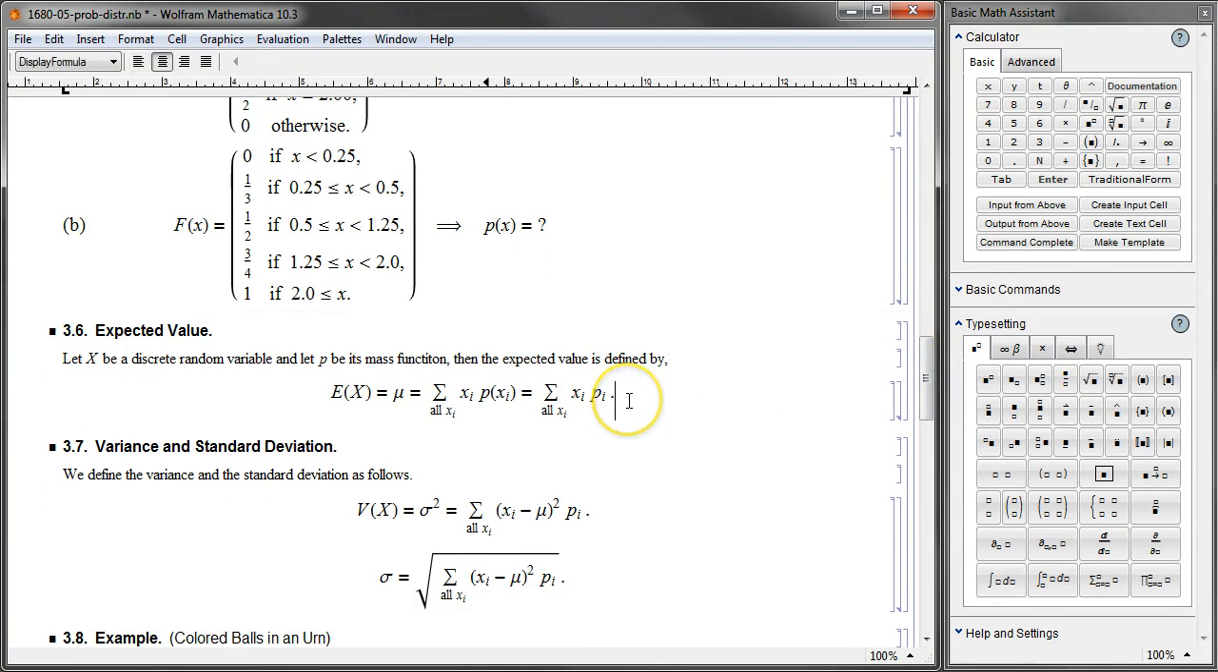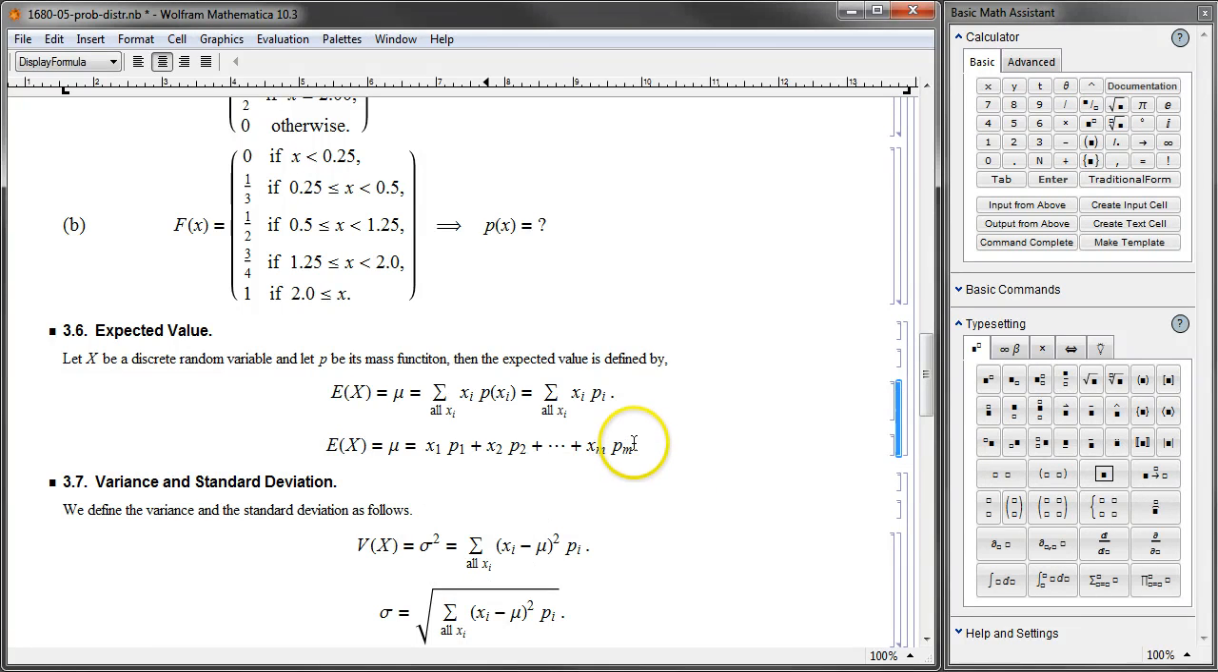The expected value of a probability distribution is defined like this. Multiply the payoff value times the probability and sum them all up. If you don't like the sigma notation, you can use this kind of thing. x1 times that probability, x2 times that probability, x3 times that probability, and sum them all up. If you have hundreds of those, then you have to add hundreds of those. In that case, you'll have to use a computer.